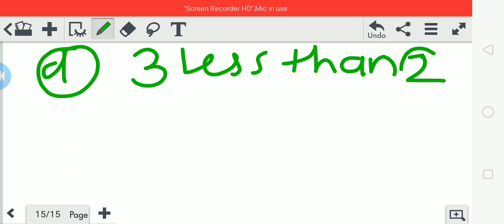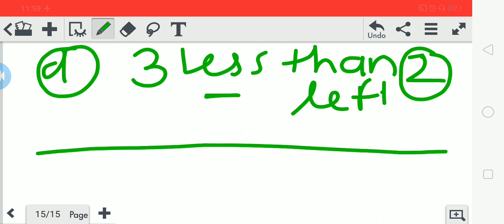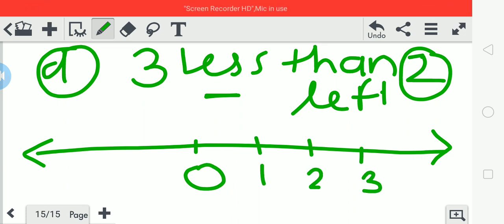Now second number is 2. First number is 3. Less means minus. Minus means left move. Hope you get clear the concept of plus, minus, more and less. Here 0, 1, 2, 3, minus 1, minus 2.